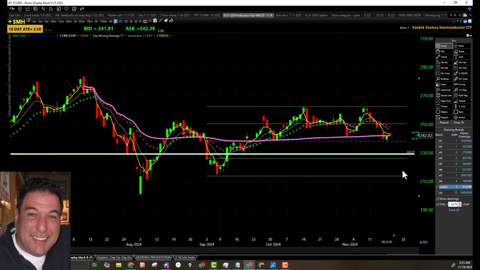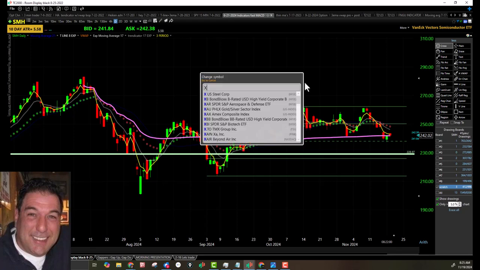Even though it's in a downtrend, it's still got some bullish characteristics to it. Keep an eye on this one. Let's take a look at XLK.